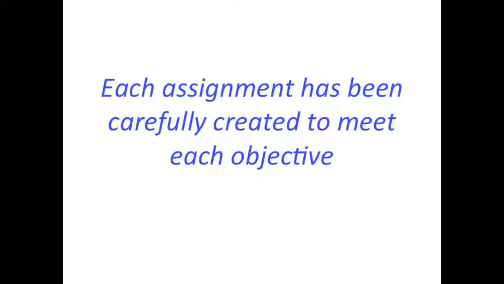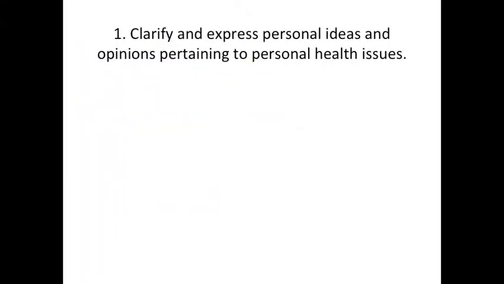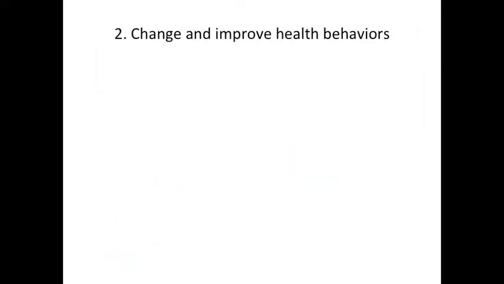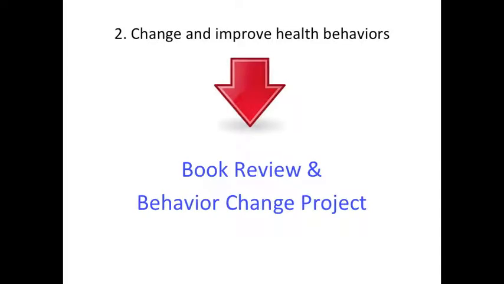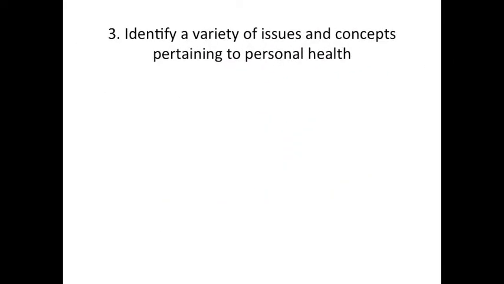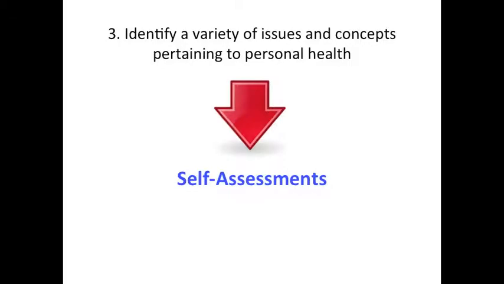Upon successful completion of this course, students will be able to, number one, clarify ideas and opinions pertaining to personal health issues, and that will be accomplished and assessed by way of the critical thinking assignments. We'll talk about the assignments in just a minute. Number two, change and improve health behaviors, thereby improving health status, and that will be accomplished and assessed by the book review and behavior change project. And number three, identify a variety of issues and concepts pertaining to personal health, and that will be accomplished and assessed by the self-assessments. Course requirements.